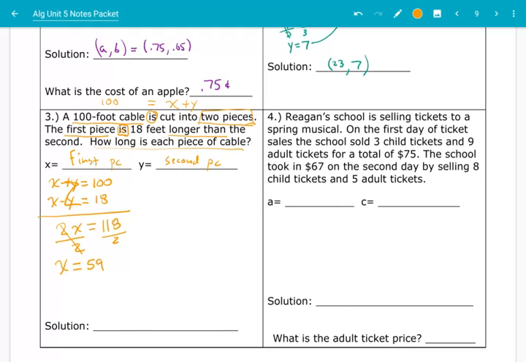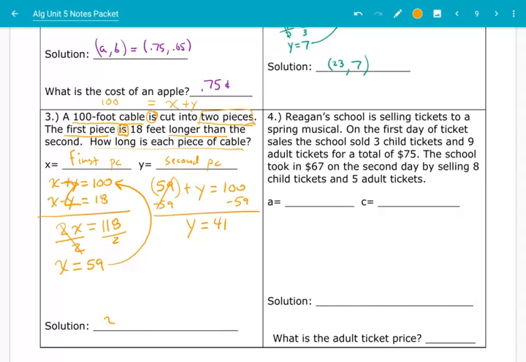Okay, so I'm going to take this 59 and plug it into that one. 59 is x, plus y equals 100. Let's subtract that 59 from both sides, and that goes away. Y equals 41.